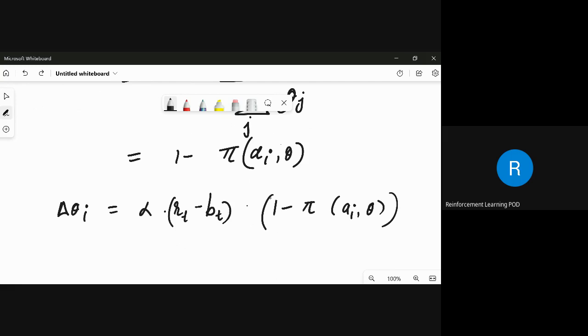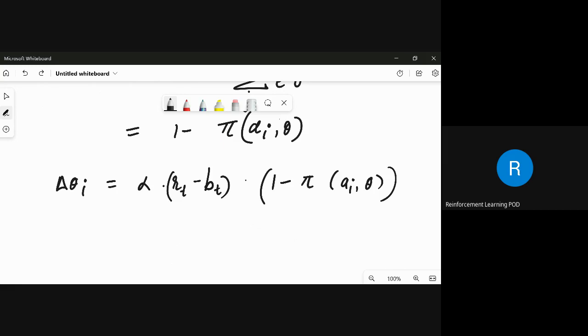What about the other actions? Remember that the sum of probabilities of taking any action should sum up to 1, right? So if I am increasing this particular quantity in this manner, then the probability of taking the other actions should either decrease or increase depending upon what happens in this quantity, right? If the reward that I receive at time t is more than bt, my baseline, that means I'm going to increase this. And if I increase this, by default the other quantities should decrease.